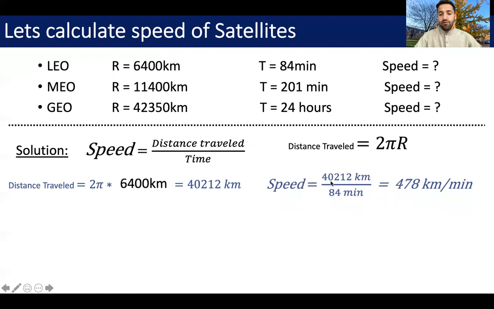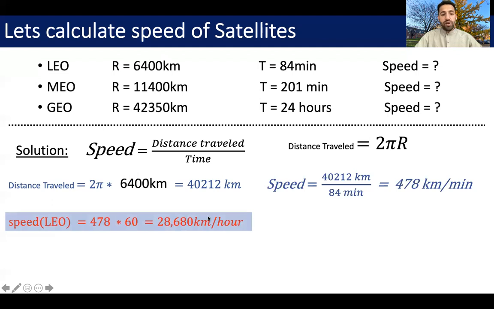So the speed will be equal to 40,212 kilometers divided by 84 minutes, which is equal to 478 kilometers per minute. Now let's convert this number to kilometers per hour, which is much more convenient for our calculations. We multiply this number by 60 because the number of minutes in 1 hour is 60. So we get 28,680 kilometers per hour, which is a very high speed. Our LEO satellites will have a speed of 28,680 kilometers per hour.